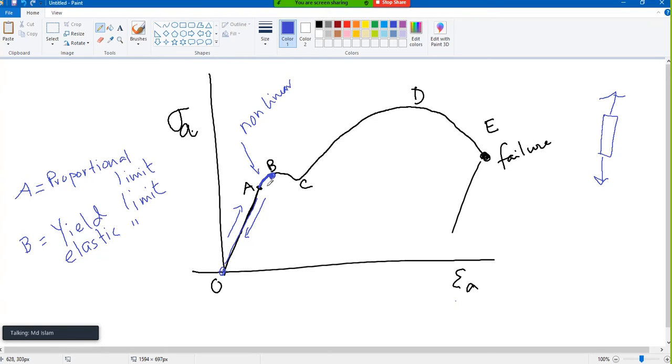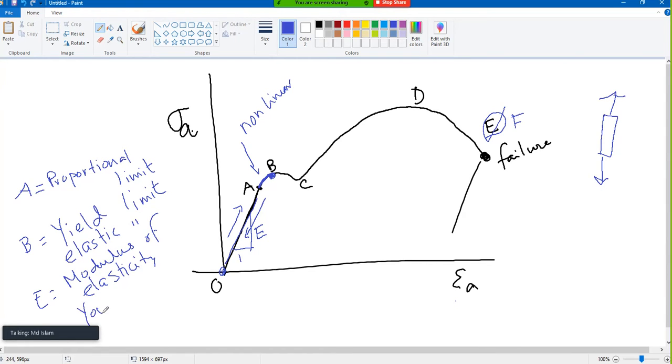Okay, so the initial portion is elastic. What is elastic? Elastic means if I remove the load, it will come back to its original position. It can have a linear portion and a non-linear portion. The linear portion is called the proportional limit. In the linear portion, the slope is called the modulus of elasticity. I wrote another E here, which might be confusing, so name it F. So this is E. E is called the modulus of elasticity.